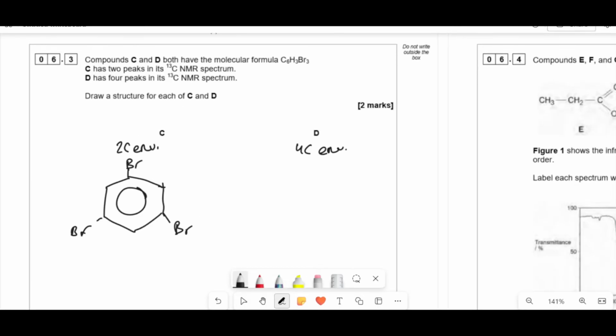Here, this one has 4 peaks, so I'm going to try and shift one of them across and see if that screws things up. So if I put a BR here, and a BR here, and then, I don't know, a BR here, so they're all next to each other. That's one environment, which is the same as this one, but then that one's different. So we've got 1 here, 2 here, 2 here, 3 here, 3 here, and 4. So then that's it, done.